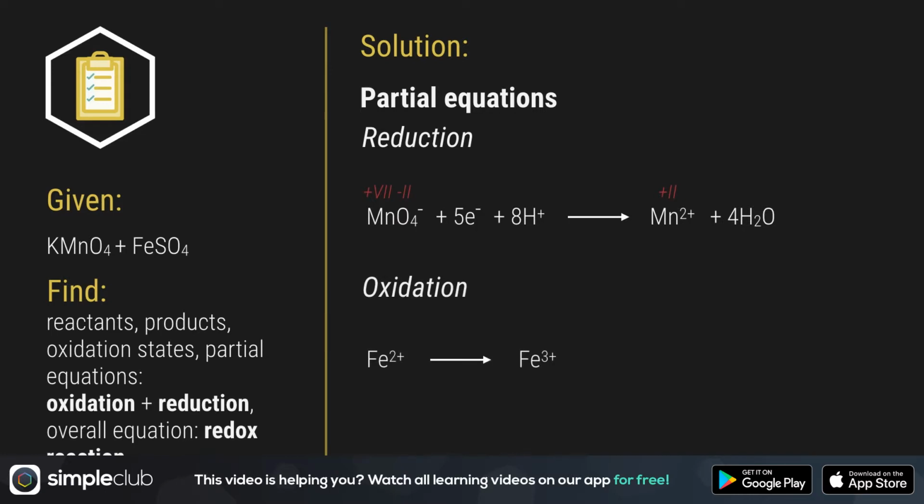Okay, now for the oxidation. Here we have iron 2 getting oxidized to iron 3. This equation is obviously an easier one. Iron 2 gives us iron 3 and 1 electron. And the equation can just stay as it is.